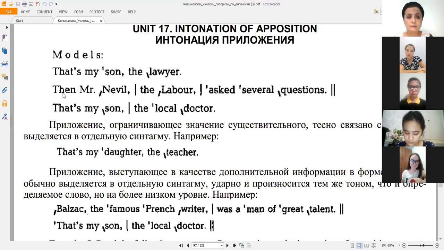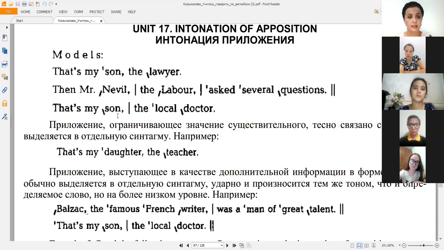And pay attention to the third example here. That's my son, the local doctor. If you have noticed, here I made a little pause, yeah? Here, after son. So pay attention to this straight vertical line. This is a symbol of a syntagm. It means it forms a non-final separate intonation group here after son. Yeah, that's my son, the local doctor.